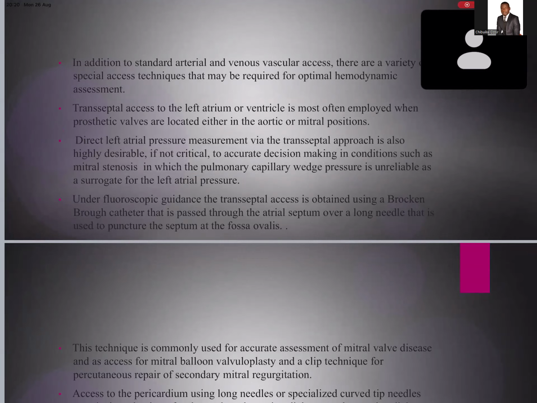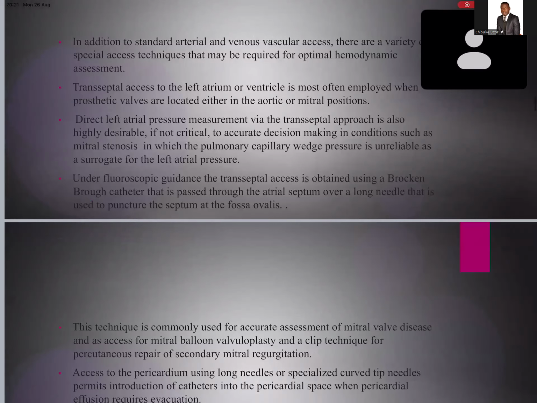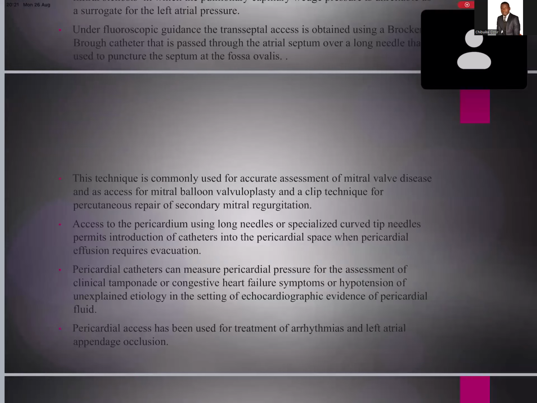Then, under fluoroscopic guidance, the transseptal access is obtained using a Brockenbrough catheter that is passed through the atrial septum over a long needle that is used to puncture the septum at the fossa ovalis. Now, this technique is commonly used for accurate assessment of mitral valve diseases and as an access for mitral balloon valvuloplasty and a clip technique for percutaneous repair of secondary mitral regurgitation.